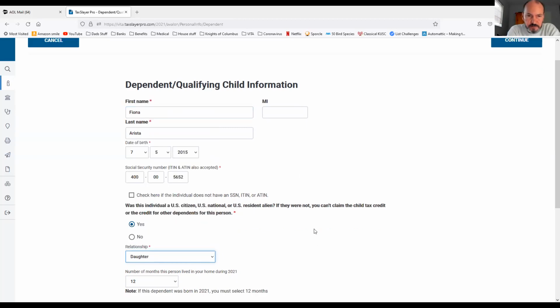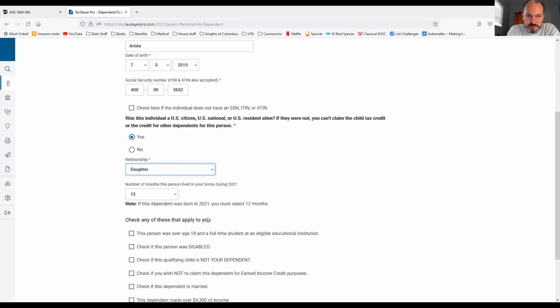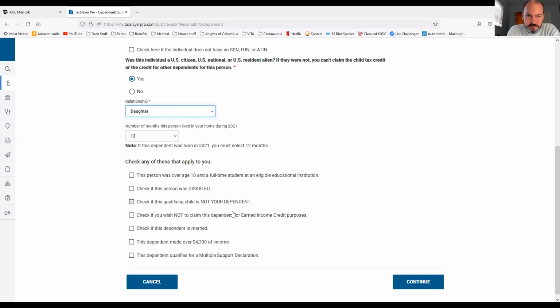And she's the daughter, lived in the house for 12 months. And there's a note there. It says, if this dependent was born in 2021, you must select 12 months. And that's something you're going to see from time to time. A child will be born in the tax year that you're working with. And this is where it comes into play.